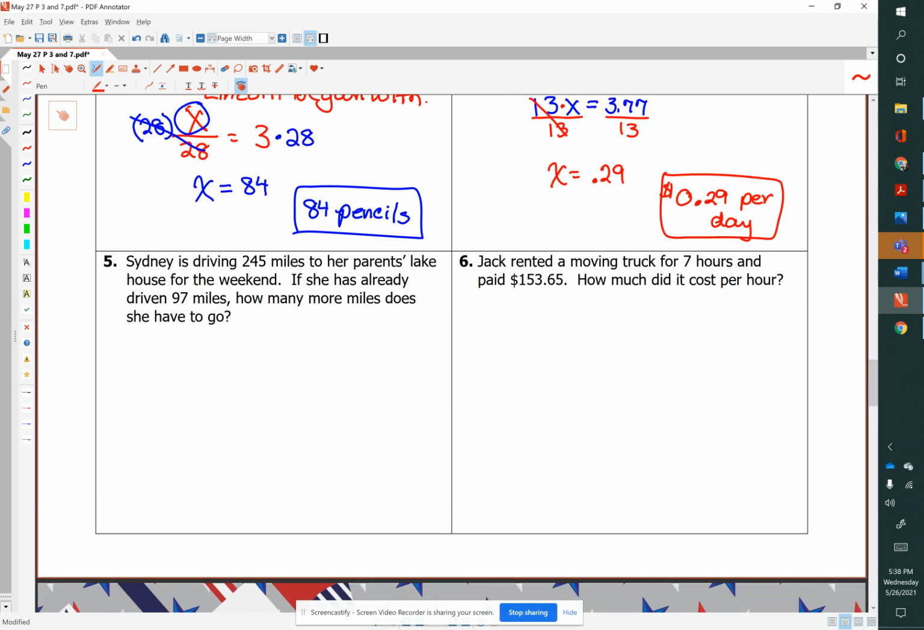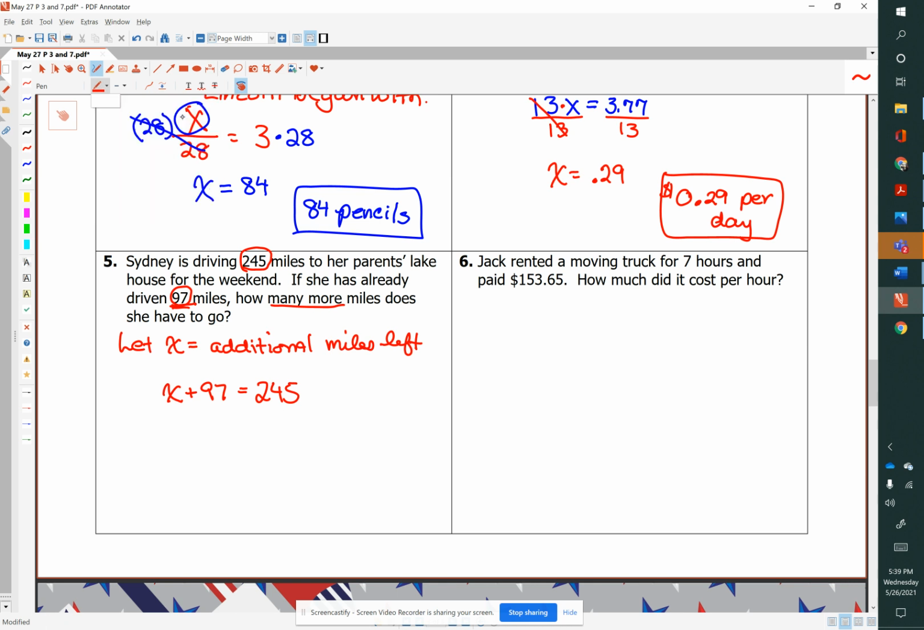And in number 5, Sydney is driving 245 miles to her parents' house for the weekend. If she has already driven 97 miles, how many more miles does she have to go? So we're going to let x equal the additional miles left. So our math problem will be x plus what she already drove, 97, equals 245.